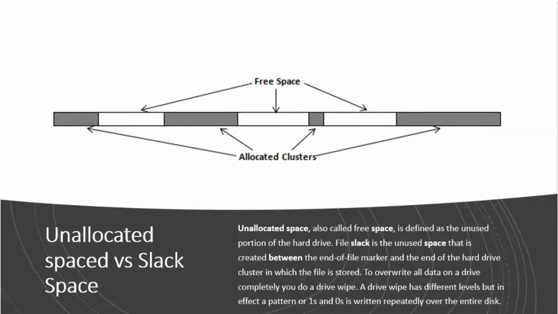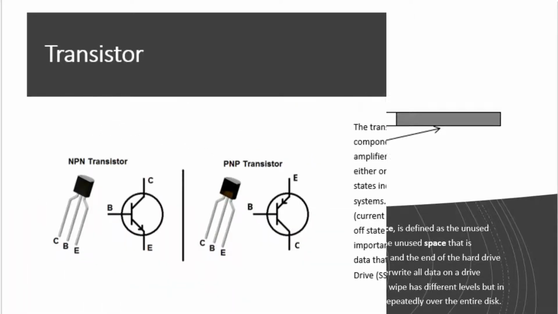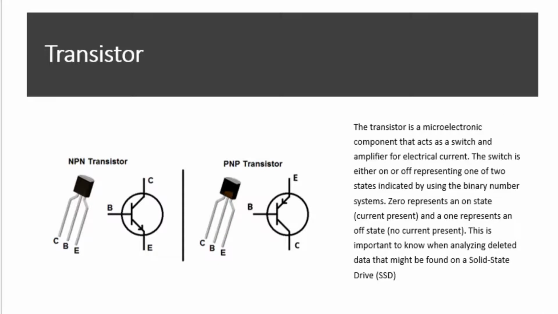Unallocated space, also called free space, is defined as the unused portion of the hard drive. File slack is the unused space that is created between the end of file marker and the end of the hard drive cluster in which the file is stored. You will find that sometimes suspects will store data in unallocated space or slack space. To overwrite all data on a drive completely, you do a drive wipe. A drive wipe has different levels, but in effect, a pattern of ones and zeros is written repeatedly over the entire disk.